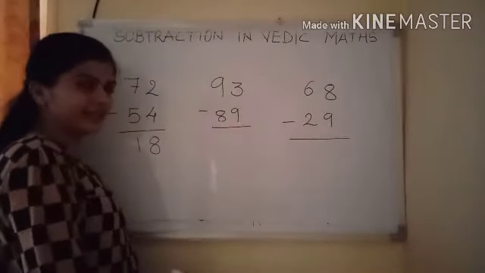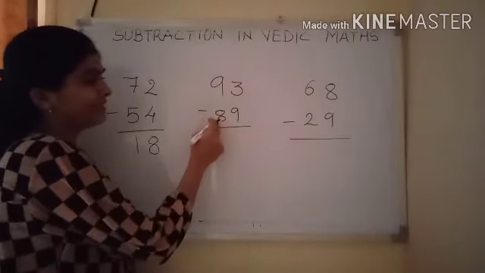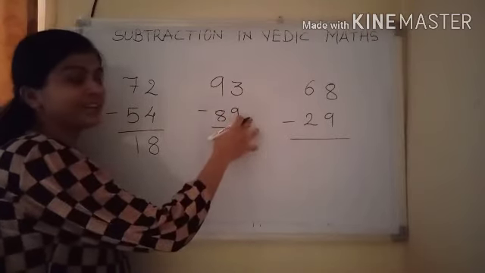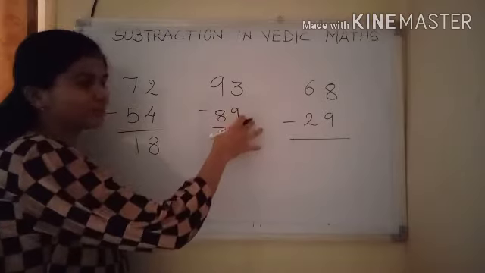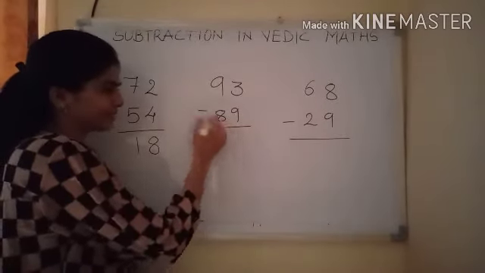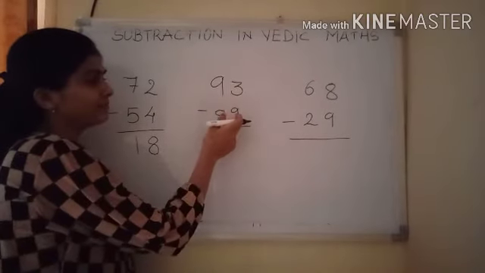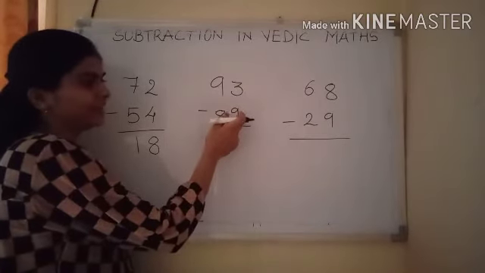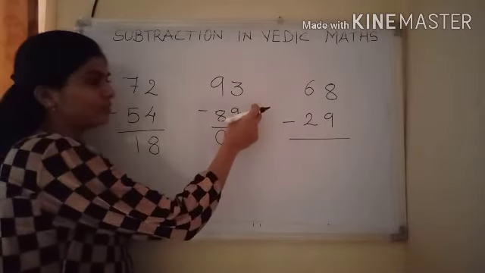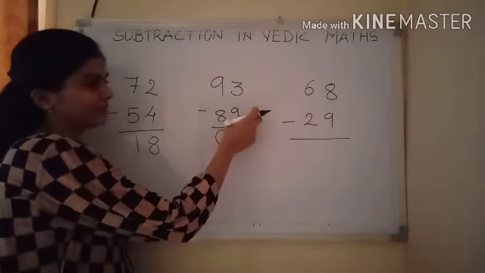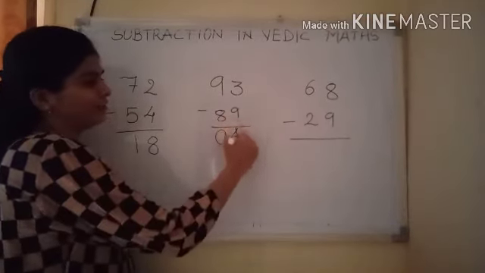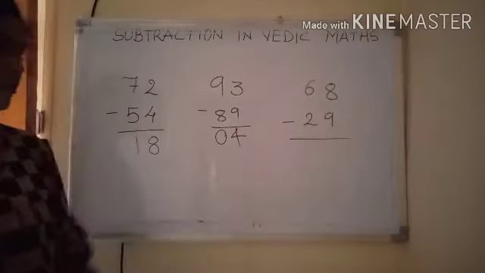93 minus 89. 9 minus 8, that is 1. But what about the next pair? Next pair is a mismatch combination, right? So we won't write 1, we will write 0. 3 minus 9. 9 is greater than 3. So it is mismatch combination. What is the tens complement of the 9? That is 1. And 1 plus 3, 4. So answer is 04.